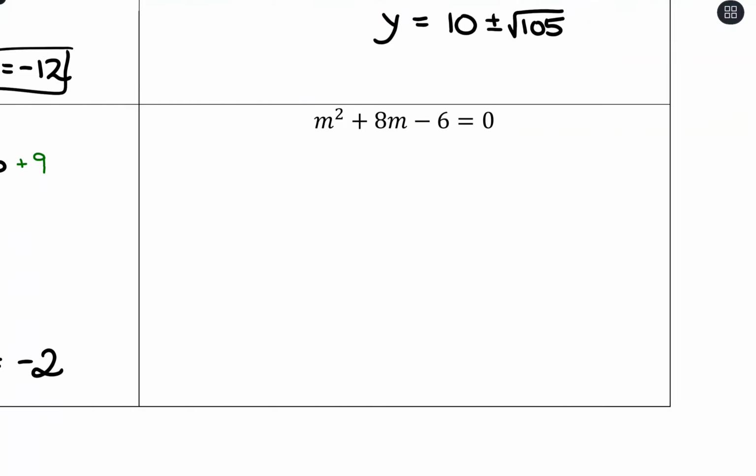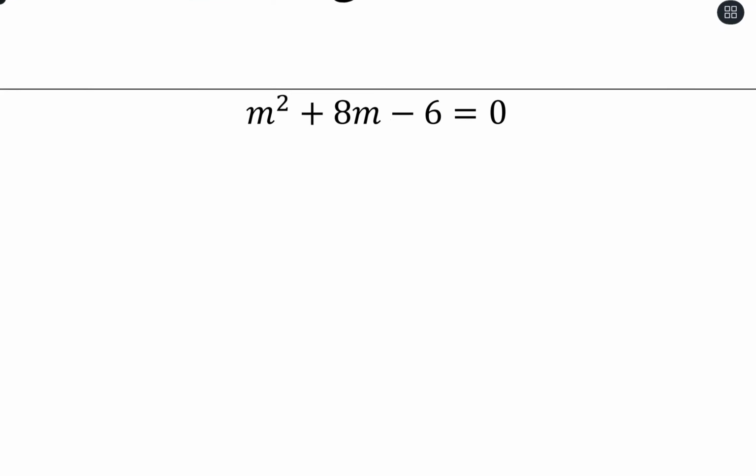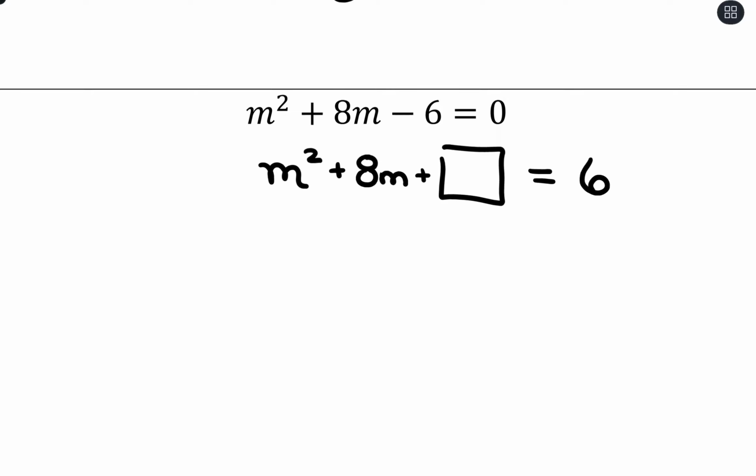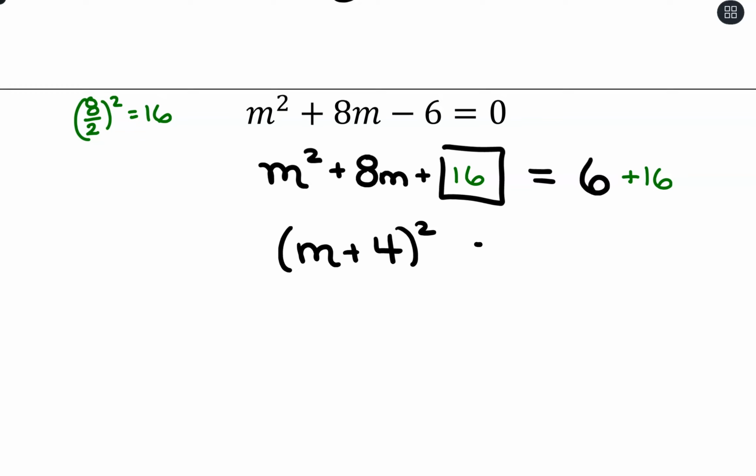All right, one more example here. So I'm going to move the 6 to the other side of the equation. So I just see m squared plus 8m, and then we can add on something to complete the square, equals a positive 6. So again, I'm thinking 8 divided by 2 is 4. Squaring that, I'm going to need to add 16 to both sides. So that'll factor nicely to an m plus 4 squared, equals 6 plus 16 is 22.